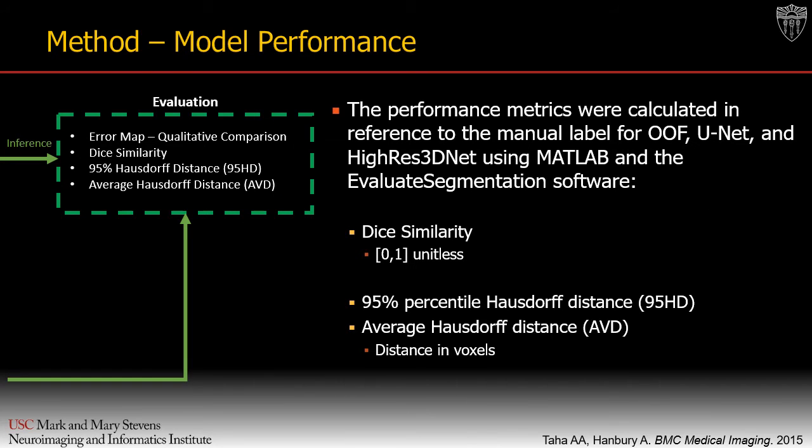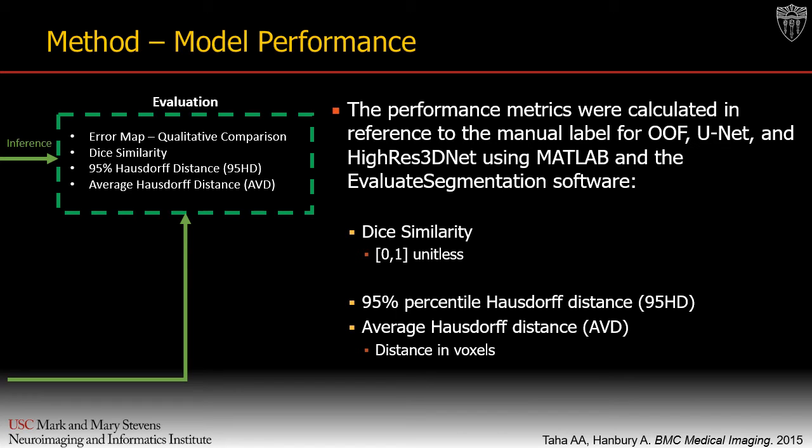In order to evaluate the model performance, we looked at several metrics comparing the model output with the manual segmentation label. First, for qualitative comparison, an error map with true and false positives and negatives was created. Next, we calculated the dissimilarity, the 95 percentile Hausdorff distance, and the average Hausdorff distance using the Evaluate Segmentation software that came out of the Visceral project in Europe.